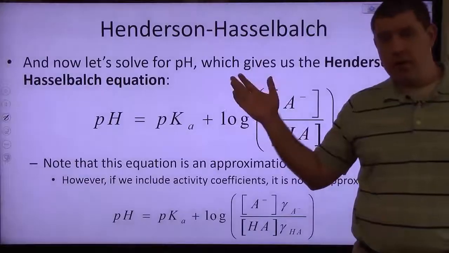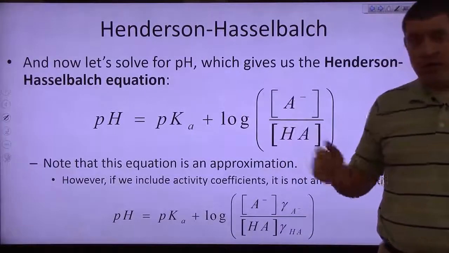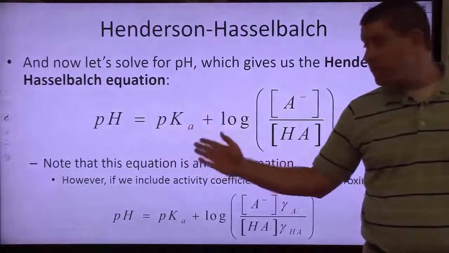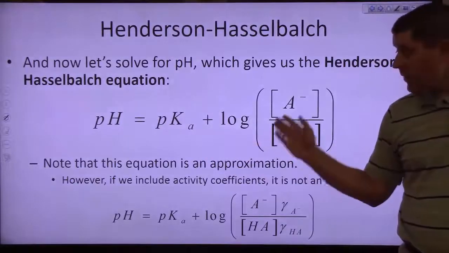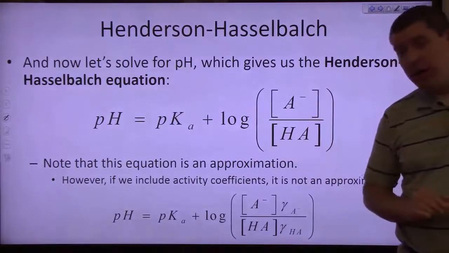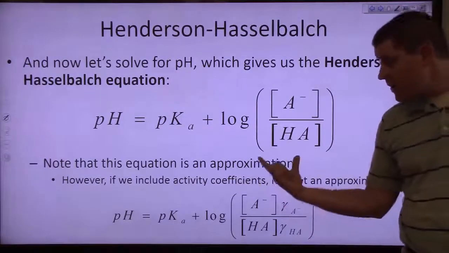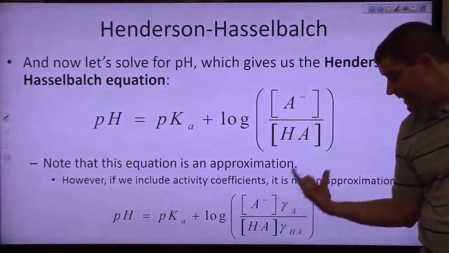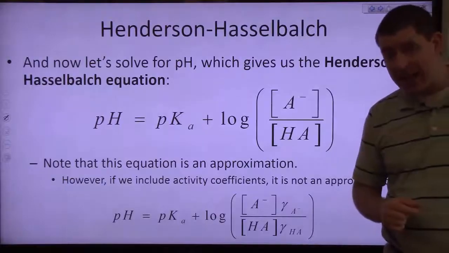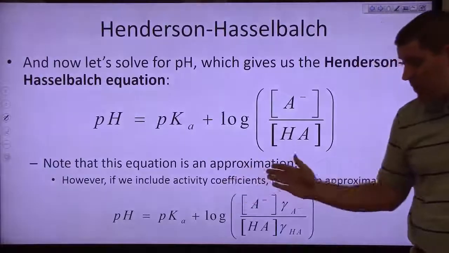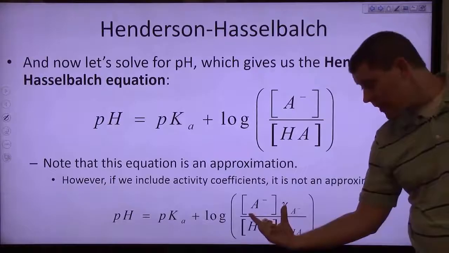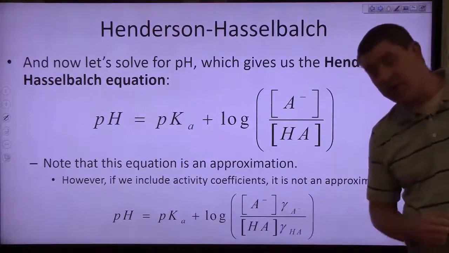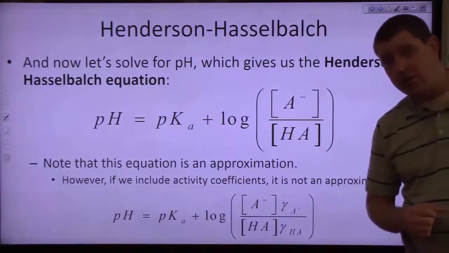And now if we solve that equation for the pH, that gives us the Henderson-Hasselbalch equation. The Henderson-Hasselbalch equation is pH is equal to pKa plus log base 10 of the base concentration divided by the acid concentration. Now note that this equation is an approximation. However, if we include the activity coefficients, then it's not an approximation, it is in fact exact, and that would look like this. pH is equal to pKa plus log of the concentration of A- times the activity coefficient for A- divided by the concentration of HA times the activity coefficient for HA.